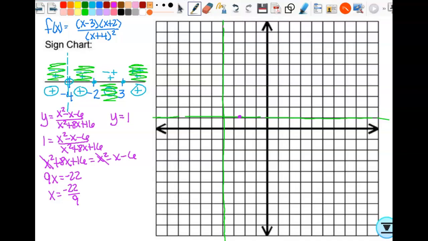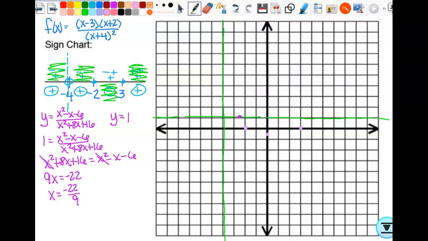Okay. Then let's plot the rest of the stuff that we have already. We have roots at negative 2 and at 3, and a y-intercept at 0, negative 3/8, which is about negative 1/2 right there. Okay. Everybody good with that so far?